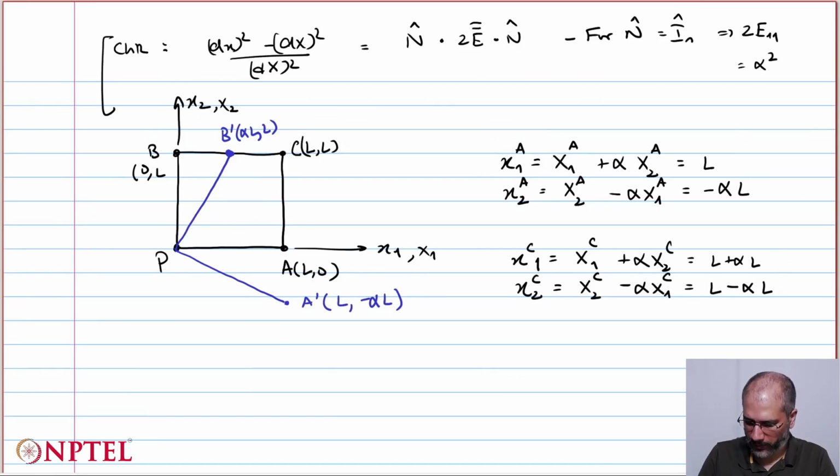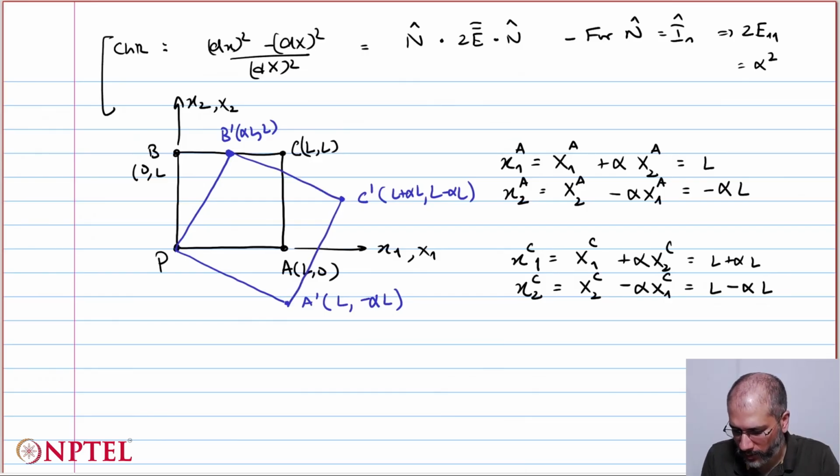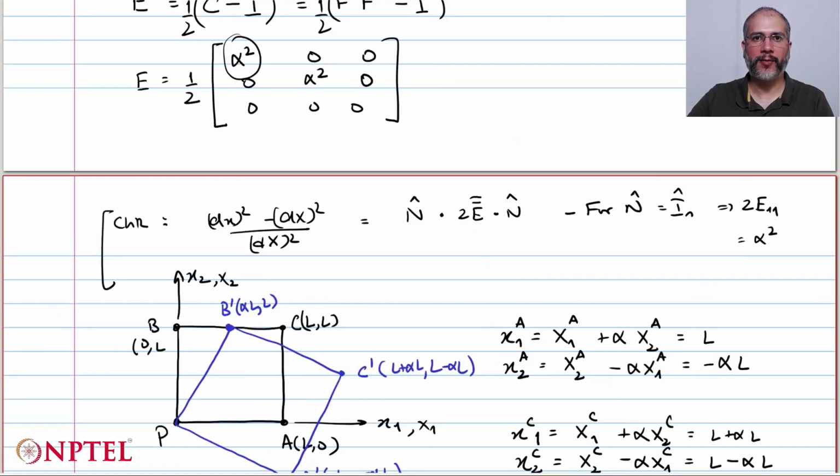The point C is somewhere here, C prime here, L plus alpha L, comma L minus alpha L. So if I try to see the element, it looks something like this. So it looks as if the element has rotated, but we can't really say that unless we have a look at the strain tensor. So the strain tensor does have elements.